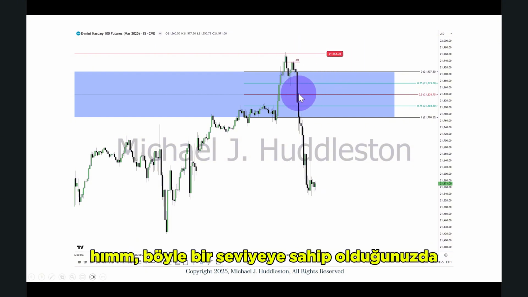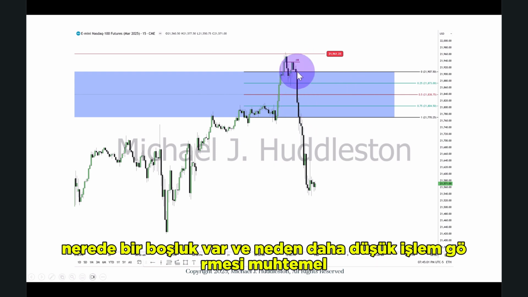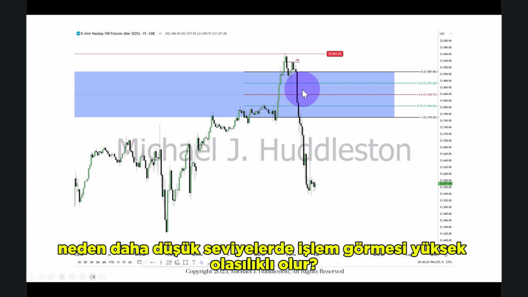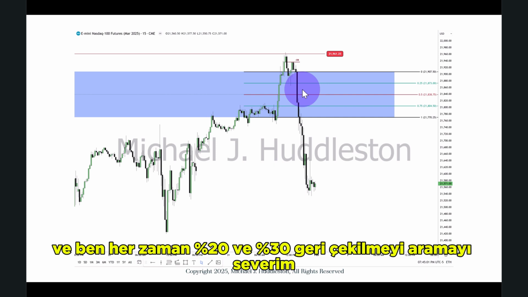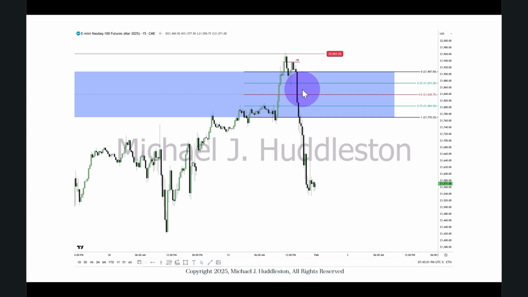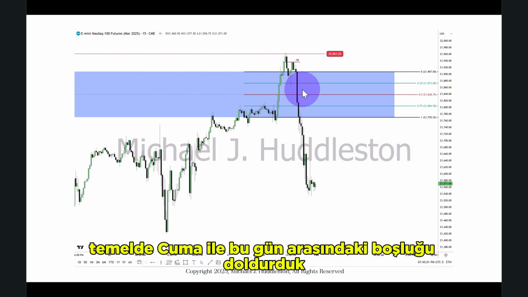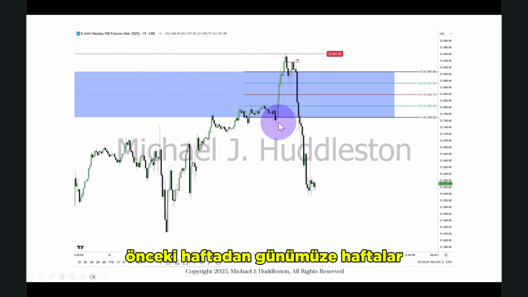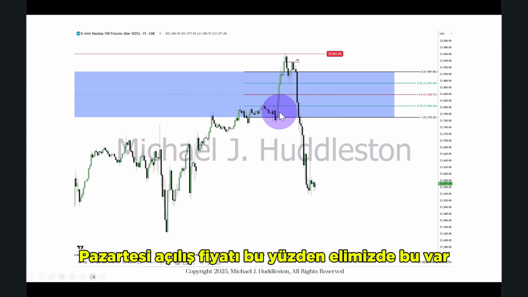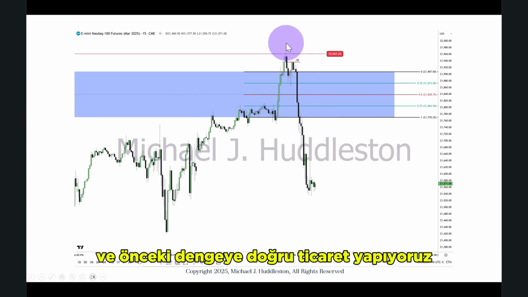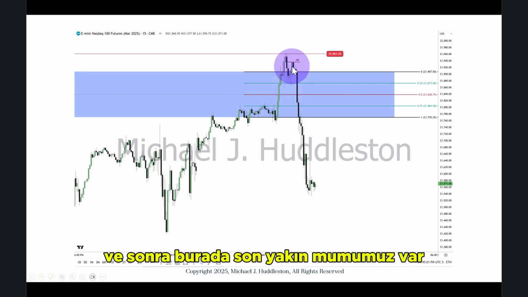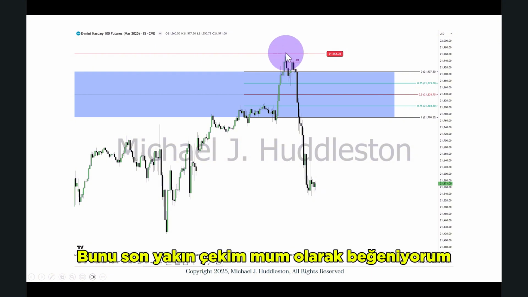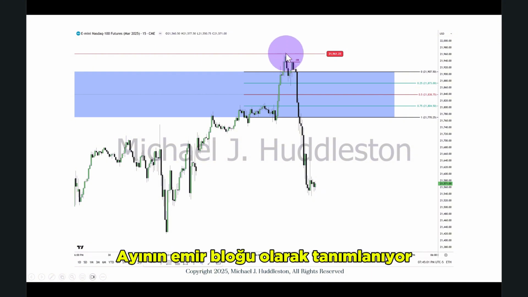When you have this level like this, where it's a gap and it's likely to trade lower, why would it be high probability for it to trade lower? Well, the fact that we're on Friday, and I like to always look for a 20 to 30% retracement, and we've basically filled in that gap between the previous Friday and the present week's Monday opening price. So we went outside a little bit, and we traded up into the equilibrium of the previous Friday's daily candlestick. And then it breaks down, and then we have the last up close candle in here. I like this last up close candle being defined as the bearish order block.